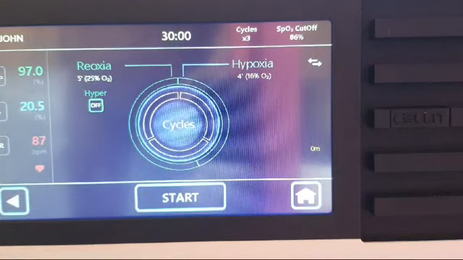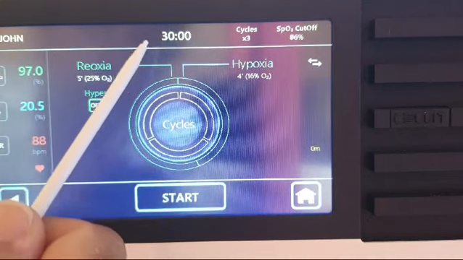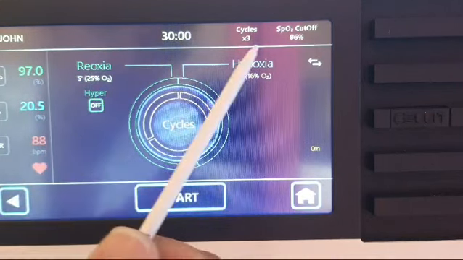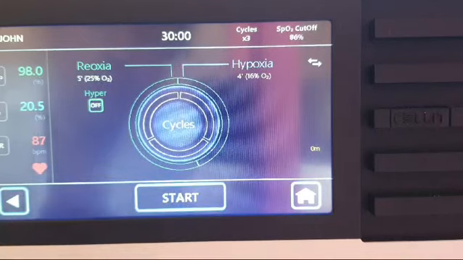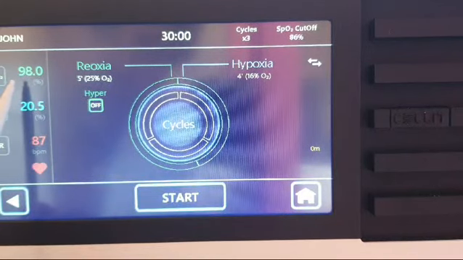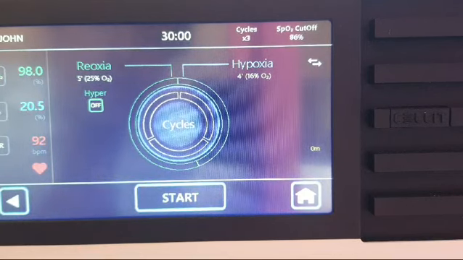I am now set up here as user John, and I am about to go into a breathing session that is expected to last 30 minutes. It will have 3 cycles. I have set up the SpO2 cutoff at 86%. I'm currently measuring my oxygenation with the sensor, which is 98%, and I am ready to start this treatment.